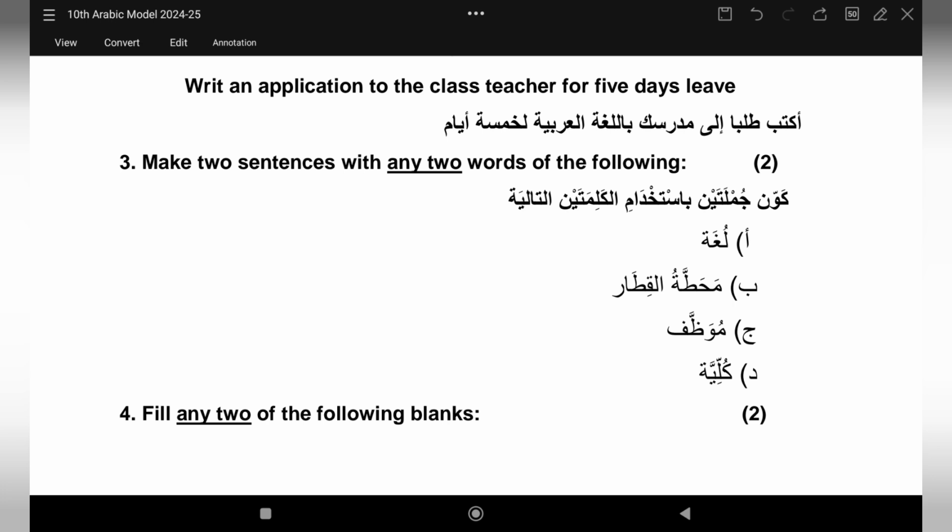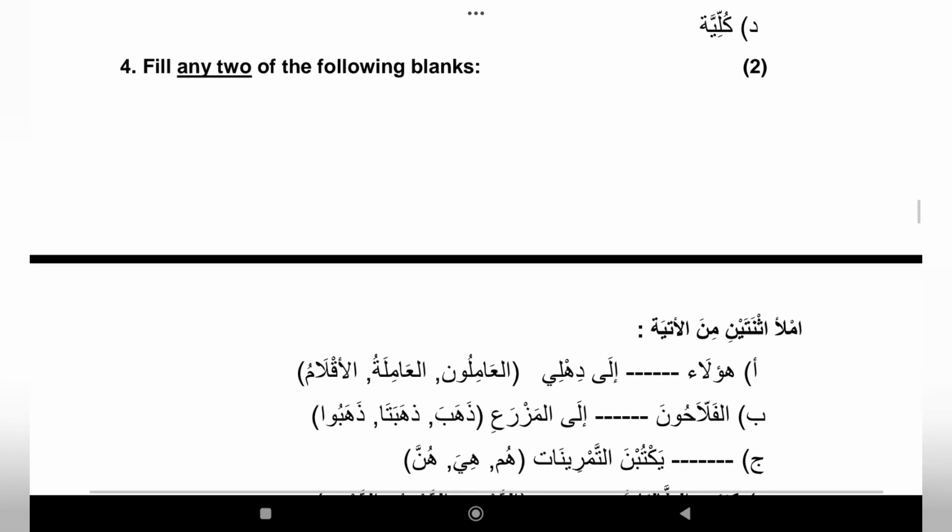Okay, like that you can make sentences as you wish. And then we have: fill any two of the following blanks.